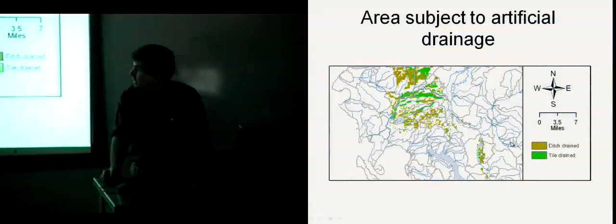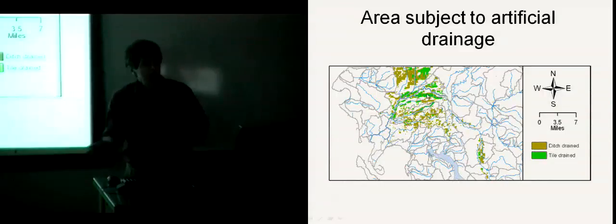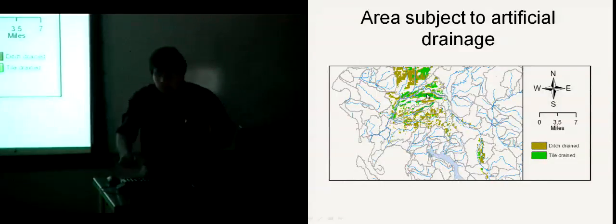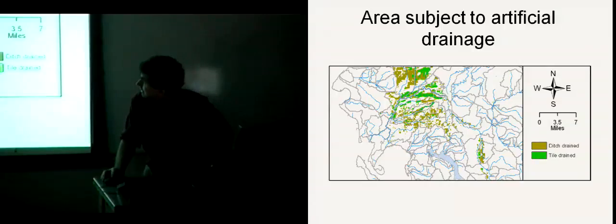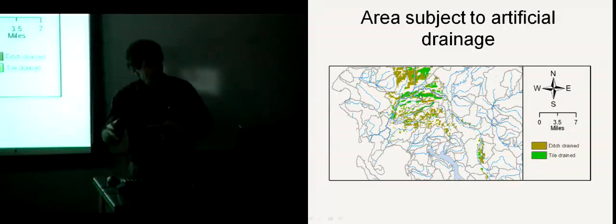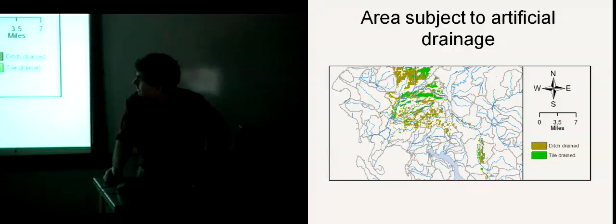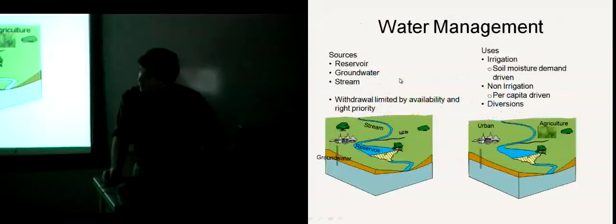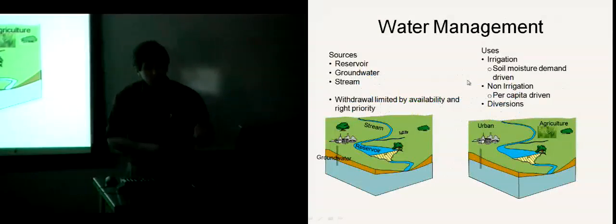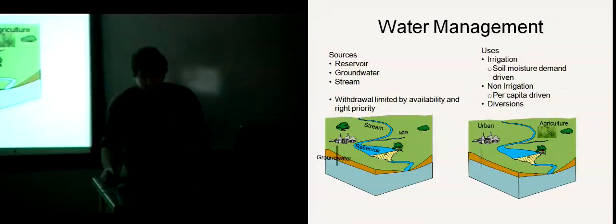Artificial drainage. So we had maps of things like this is where it's ditch drained and this is where it's tile drained. So we tried to add into the model the capability to take water away, given ways that the users could specify what the drainage rate is from those areas when they are subject to ditch and tile drains. We tried to build in a lot of the water management.